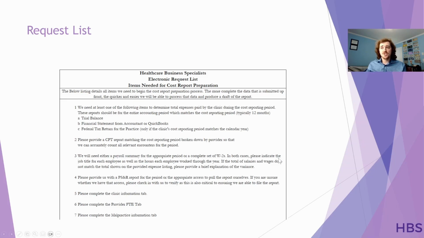Number three that we've got listed here, we need either a payroll summary for the appropriate period or a complete set of W-2s. Now, in both cases, we ask our clients to indicate the job title for the employee as well as the hours worked through the year. And if there would be any variance from that total versus what's on the expense listing, an explanation of that as well. We ask for the job title and hours to make sure that we have everyone's salaries properly classified on the report. And then the hours are used for a few different calculations in the report itself.